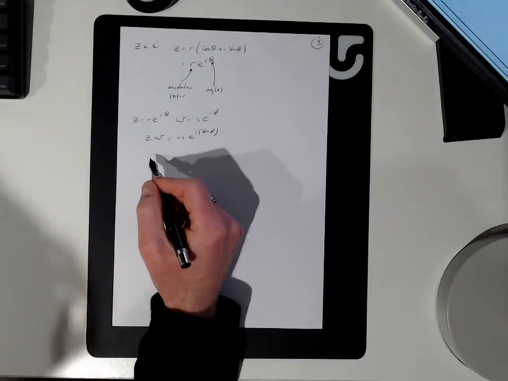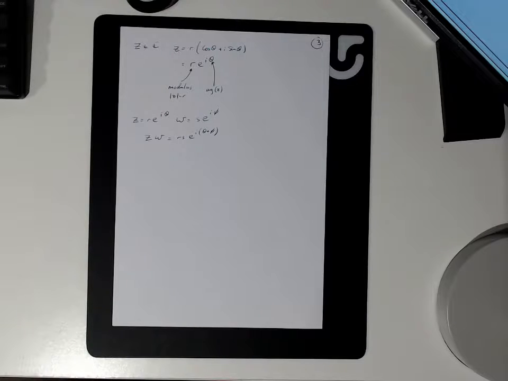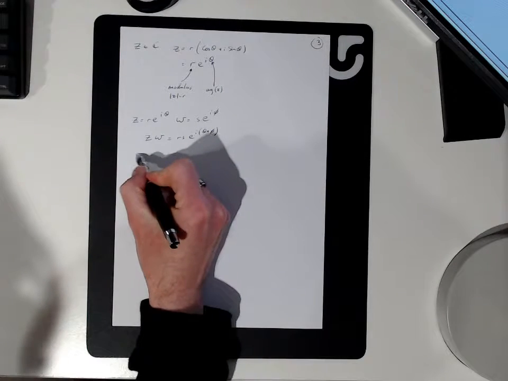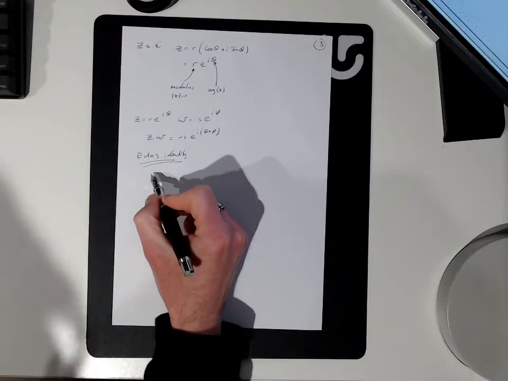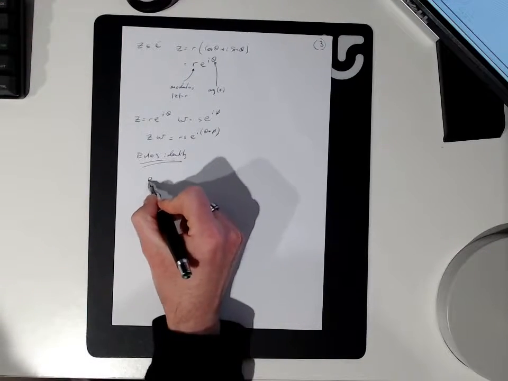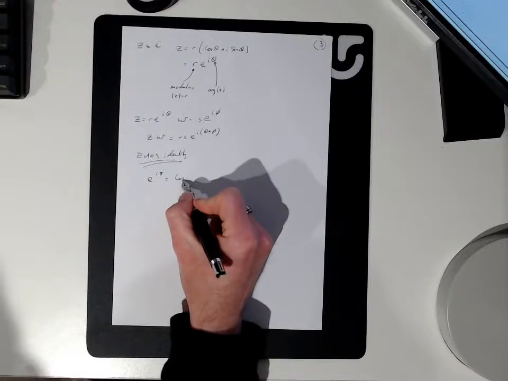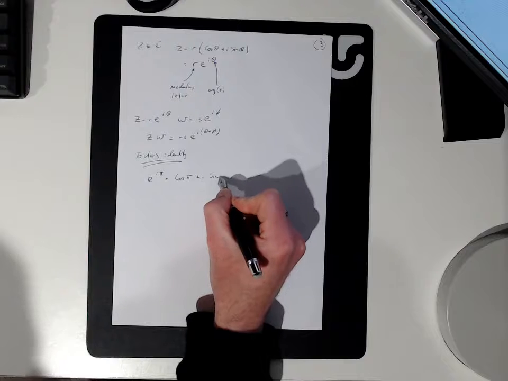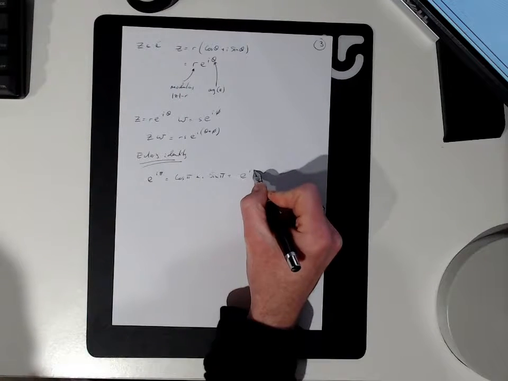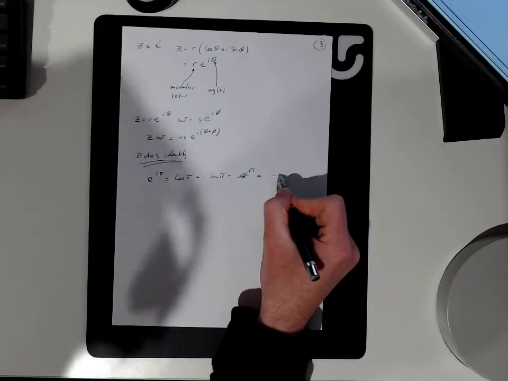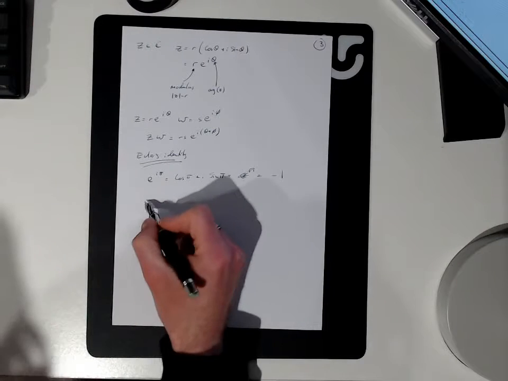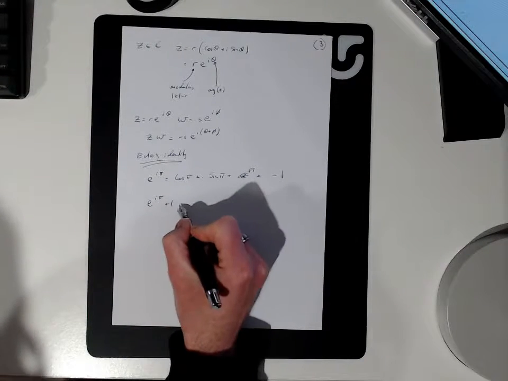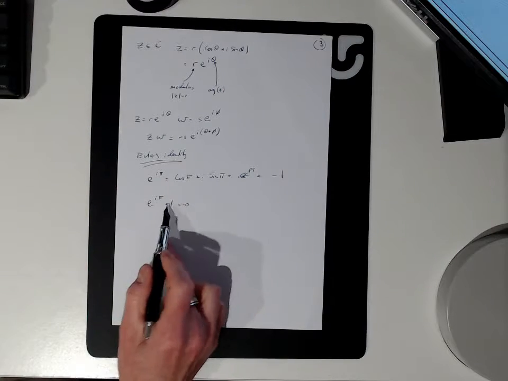So this brings us to Euler's identity, which some of you might have seen before. So in particular, e^(i pi) is equal to cos of pi plus i sin of pi, which equals minus 1. So another way to write this is e^(i pi) plus 1 equals 0, which you'll see both forms of Euler's identity.